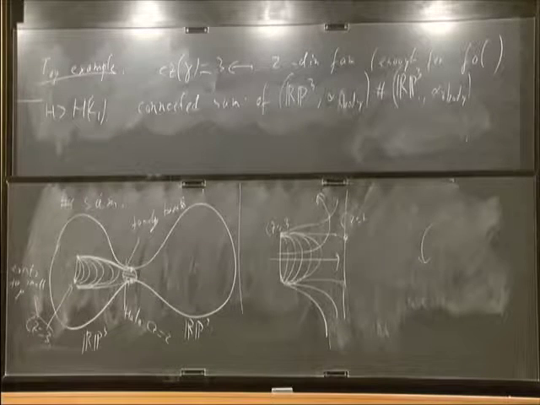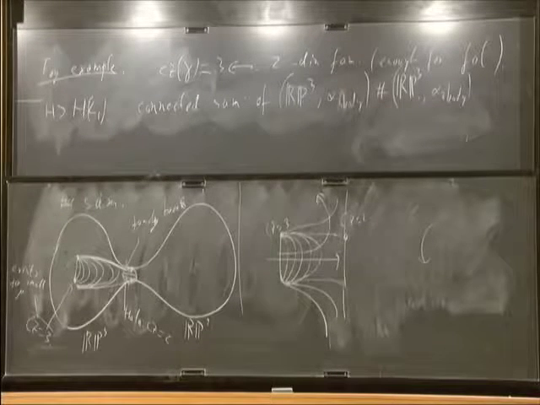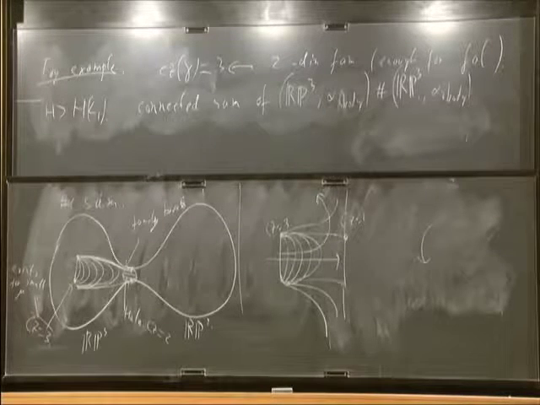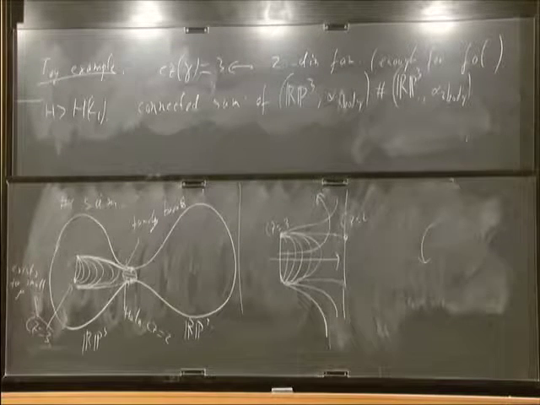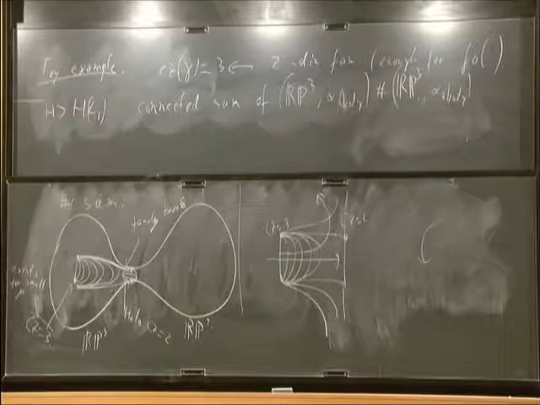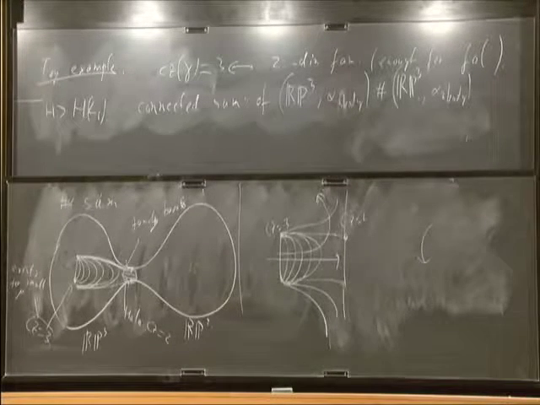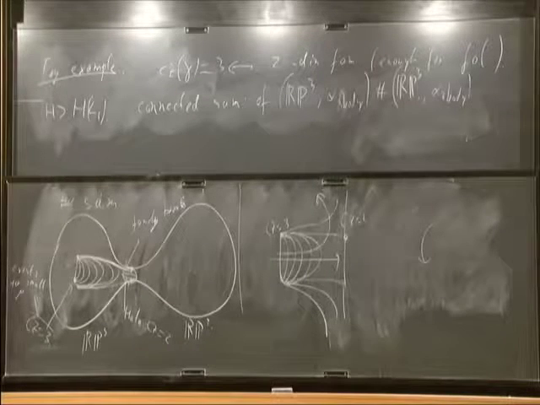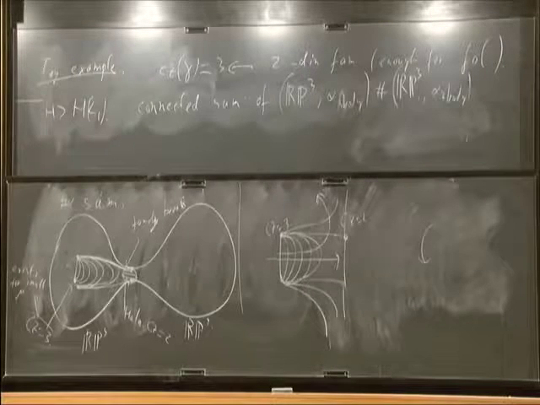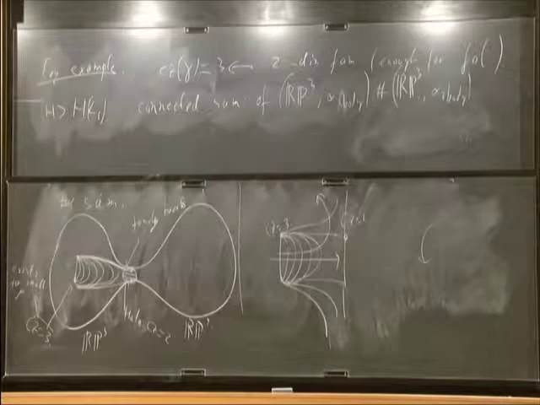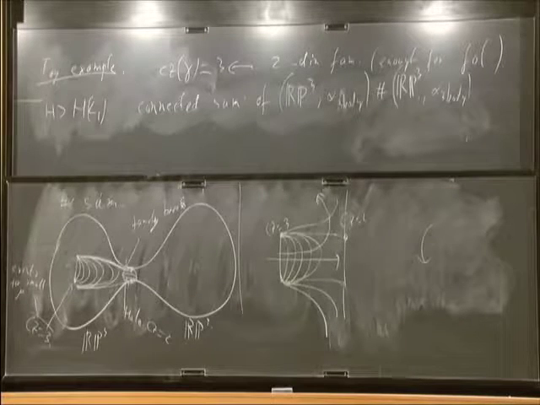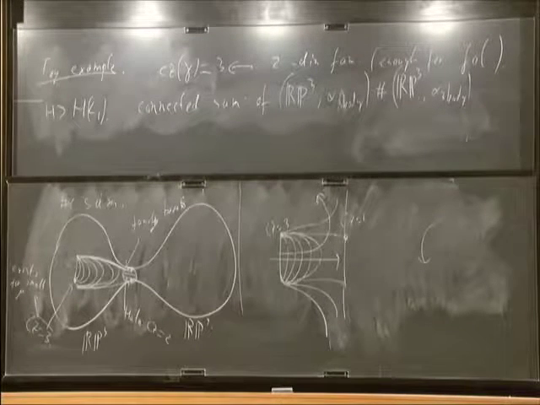Okay, so then I want to draw one more picture. What's the scenario that we want to exclude with this computation? It is the following. Suppose that we have here this RP3 with, say, alpha Earth, and then we do a connected sum with RP3 alpha Moon or something.